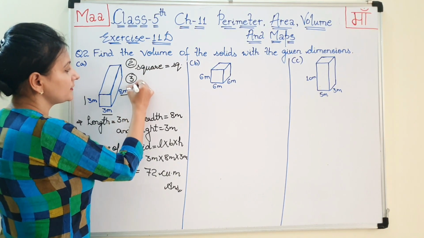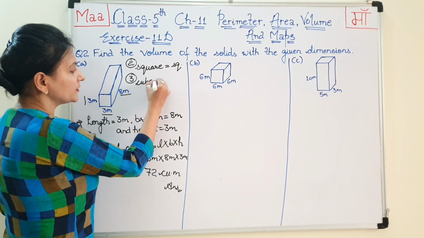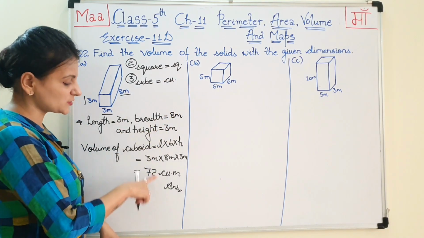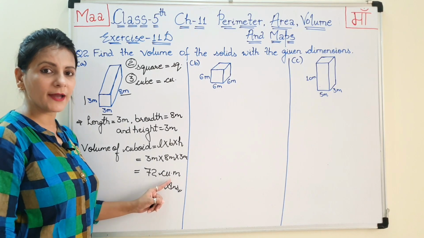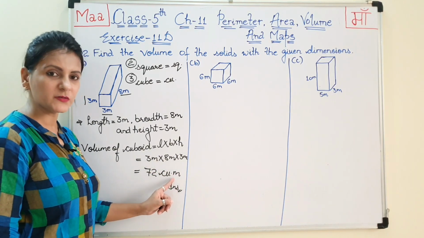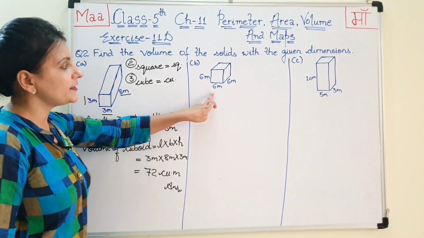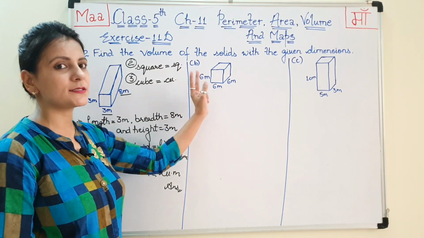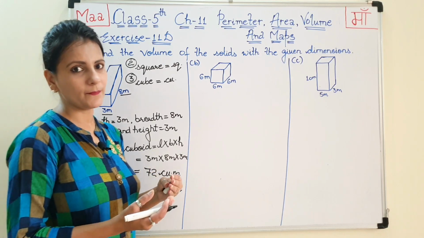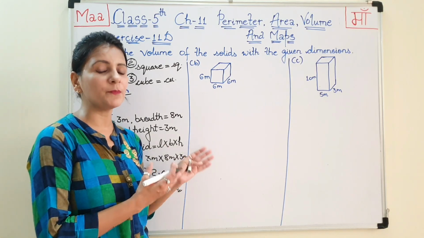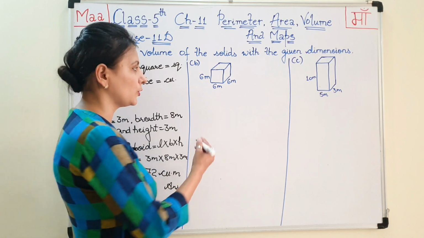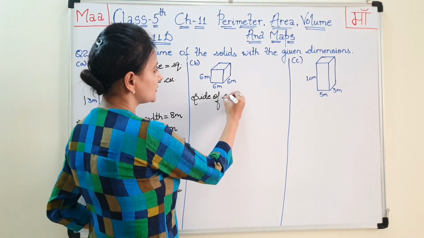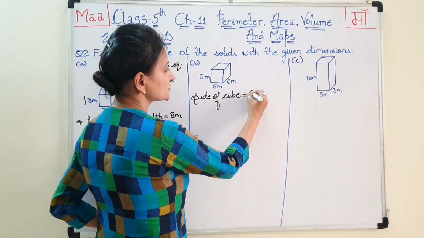If 3 units are there, then it means cube, and the short form for writing cube is CU. That's why we are mentioning here CU, and the unit which is given here is meter, so CU meter. Now the next shape, here you can see that the length, breadth and height is 6, 6, 6. When all 3 are the same, then you understand that the solid shape is cube. So here the side of cube is given as 6 meter.